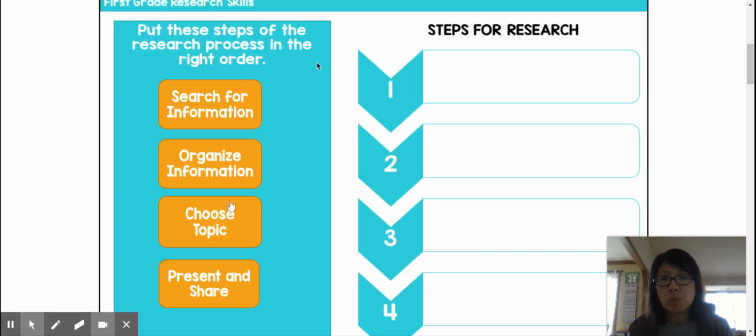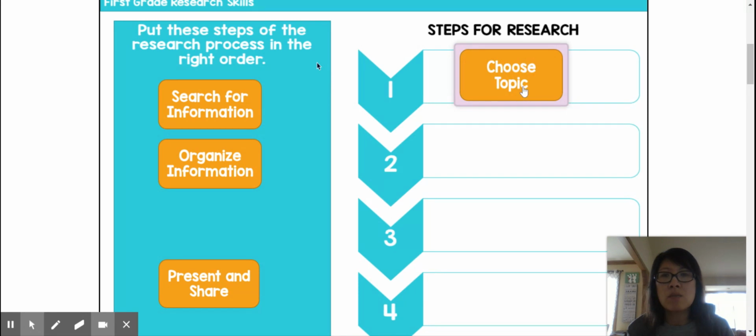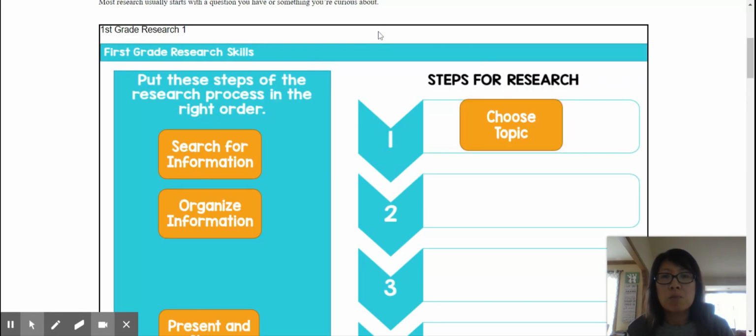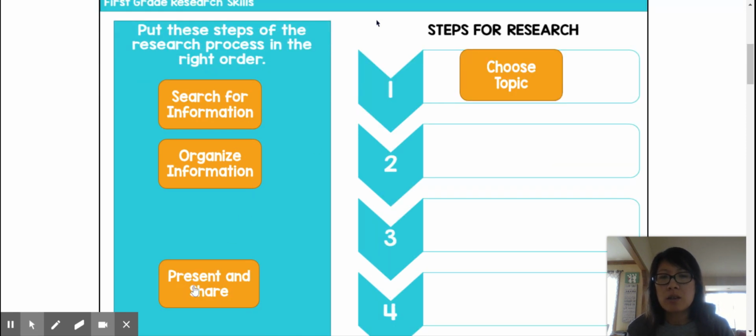Okay. So, what do you guys think the first step for research is? Let's say you have a question. What do you think is the first thing to do? All right. If you said choose a topic, you would be correct, right? The first step to any research is to choose your topic. Know what question you're asking or have something that you're curious about before you can start researching on that topic. So the first step is to choose a topic. All right, what do you guys think the next step would be?